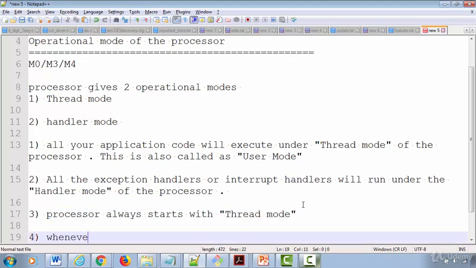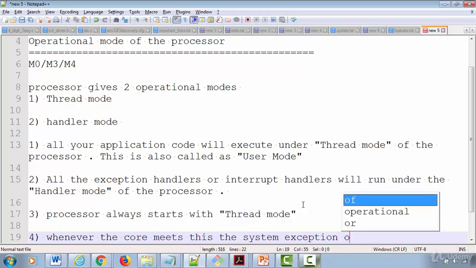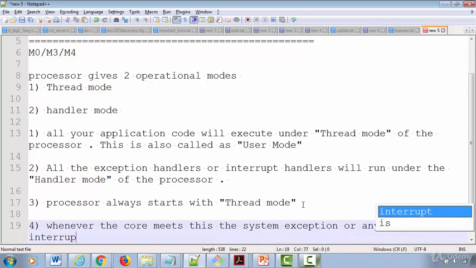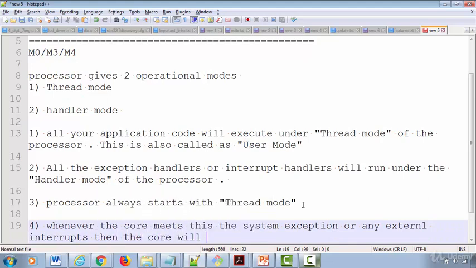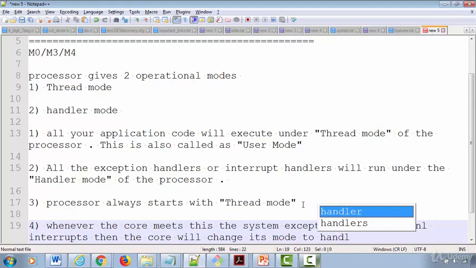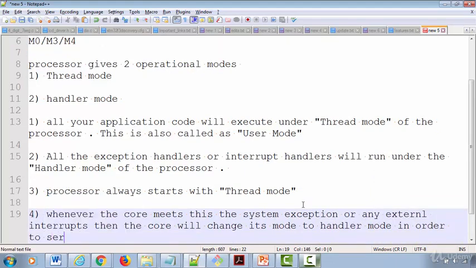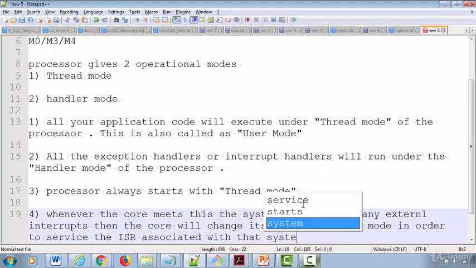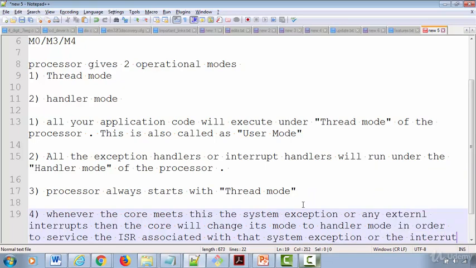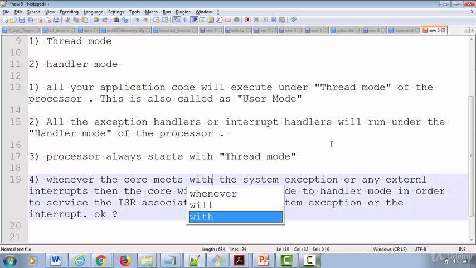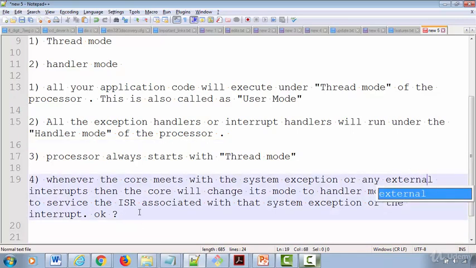Okay, and whenever the core meets with a system exception or any external interrupts, then the core will change its mode to handler mode in order to service the interrupt service routine associated with that system exception or the interrupt.